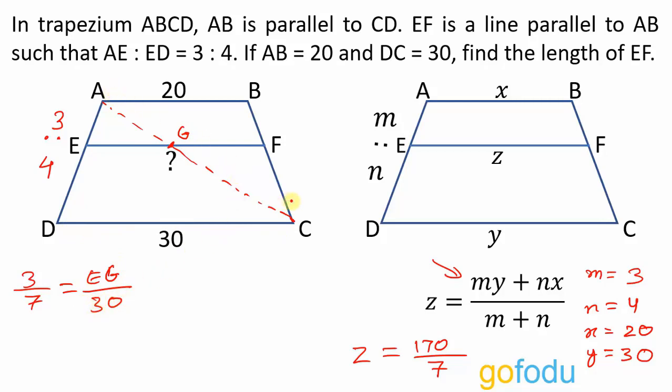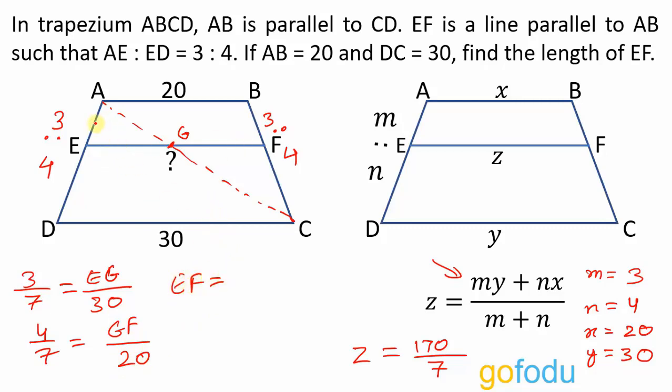In triangle ACB, GF upon AB will be equal to CF upon CB. CF upon CB here is also 3:4, so CF upon CB will be 4 upon 7, which will be equal to GF upon AB. AB is 20. So we have to calculate the length of EF.